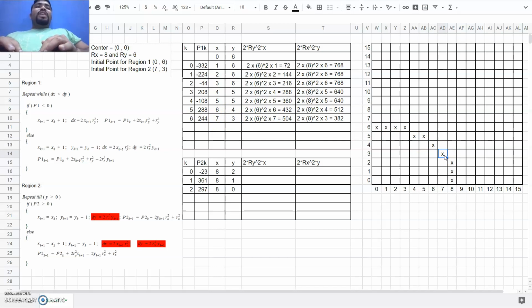Now this becomes the starting point for region 2. And from that starting point, we get the next point as 8 comma 2, which is this, right? Then we get 8 comma 1, which is this, and then we got 8 comma 0, which is this. So using this, we can get the values for quadrant 2 as well. If we go in a similar way, we have this, again this, then this, right?